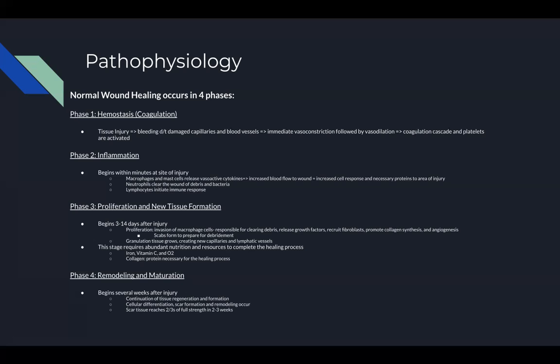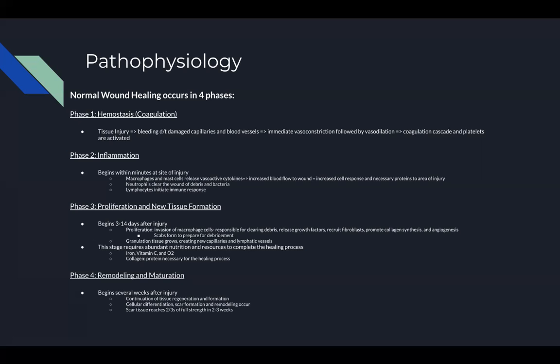The body has an invasion of macrophage cells, which are responsible for clearing debris. They also release growth factors and recruit fibroblasts, which are important cells during the healing process as they secrete collagen, and collagen is the main factor for wound healing. Collagen is the most abundant protein. It's highly concentrated in amino acids and used very frequently during the healing process. And when it comes to delayed wound healing, this is what's going to be disrupted.